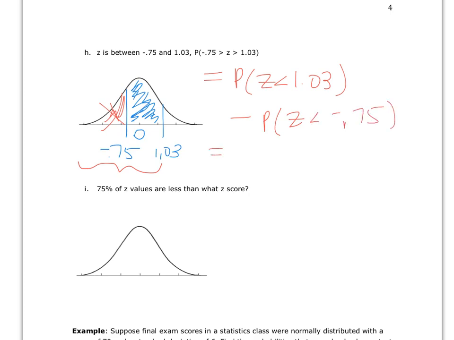Plugging both of those values for Z into the online tool, we get 0.8485 for the probability that Z is less than 1.03, and we're going to subtract from that 0.2266, the probability that Z is less than negative 0.75. So we end up with a probability of 0.6219.